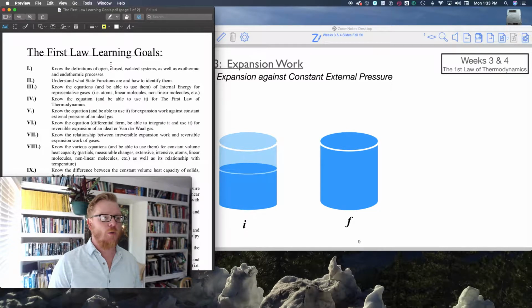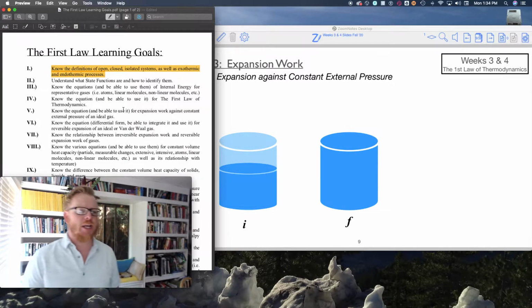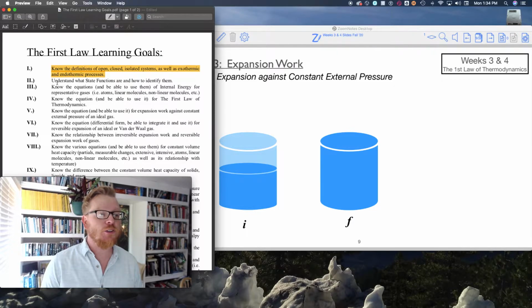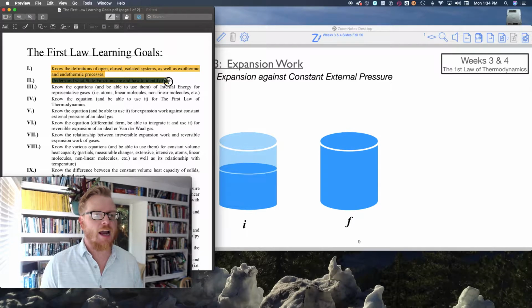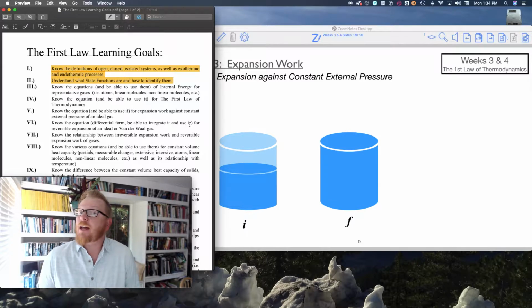So know the definitions of open, closed, isolated systems, as well as exothermic and endothermic processes. Okay, so hopefully that was more or less a review from your Gen Chem days. So understand what a state function is and how to identify them. So remember, capital letters are state functions. Okay, and state functions are path independent. Okay, so it only depends on the initial and final state.